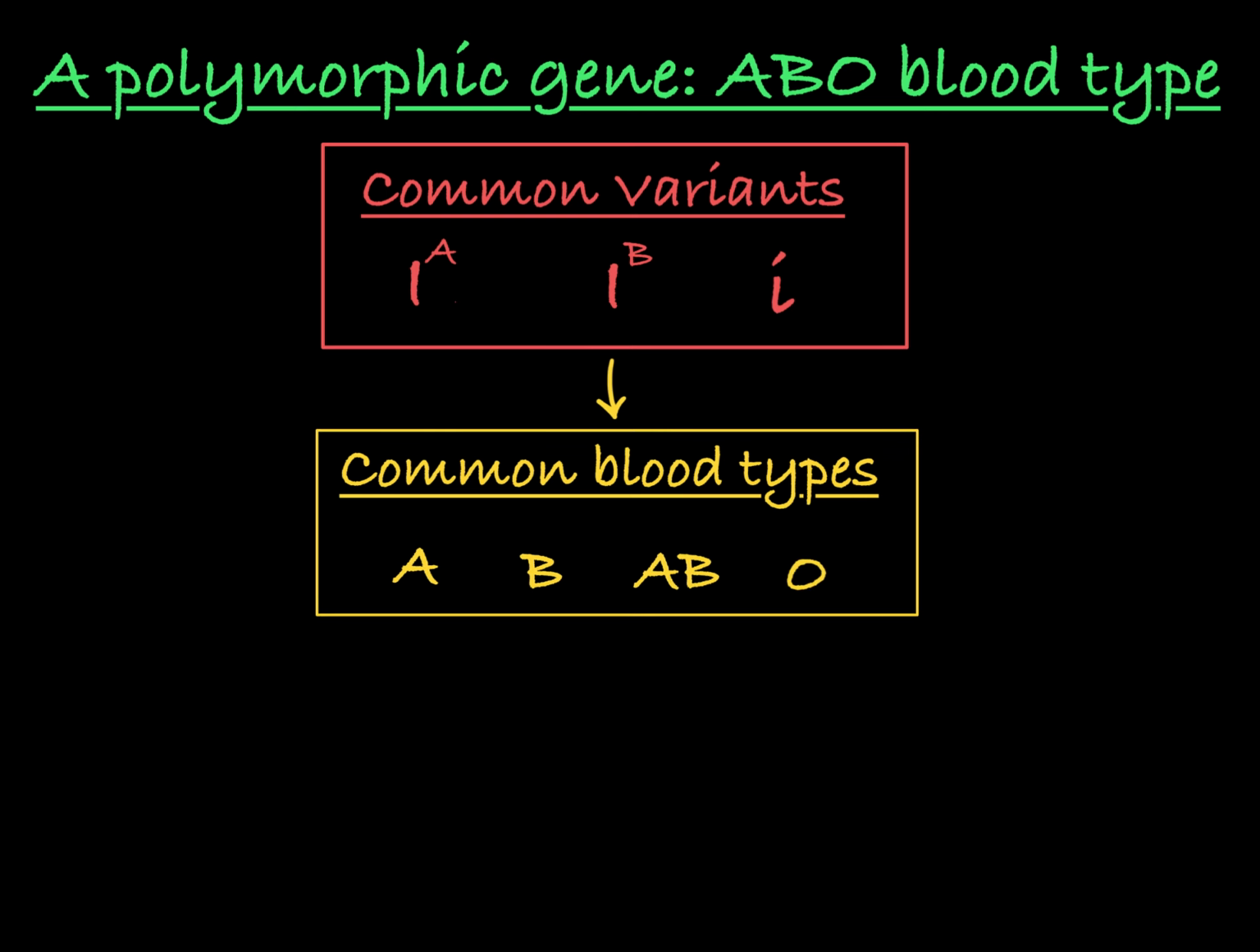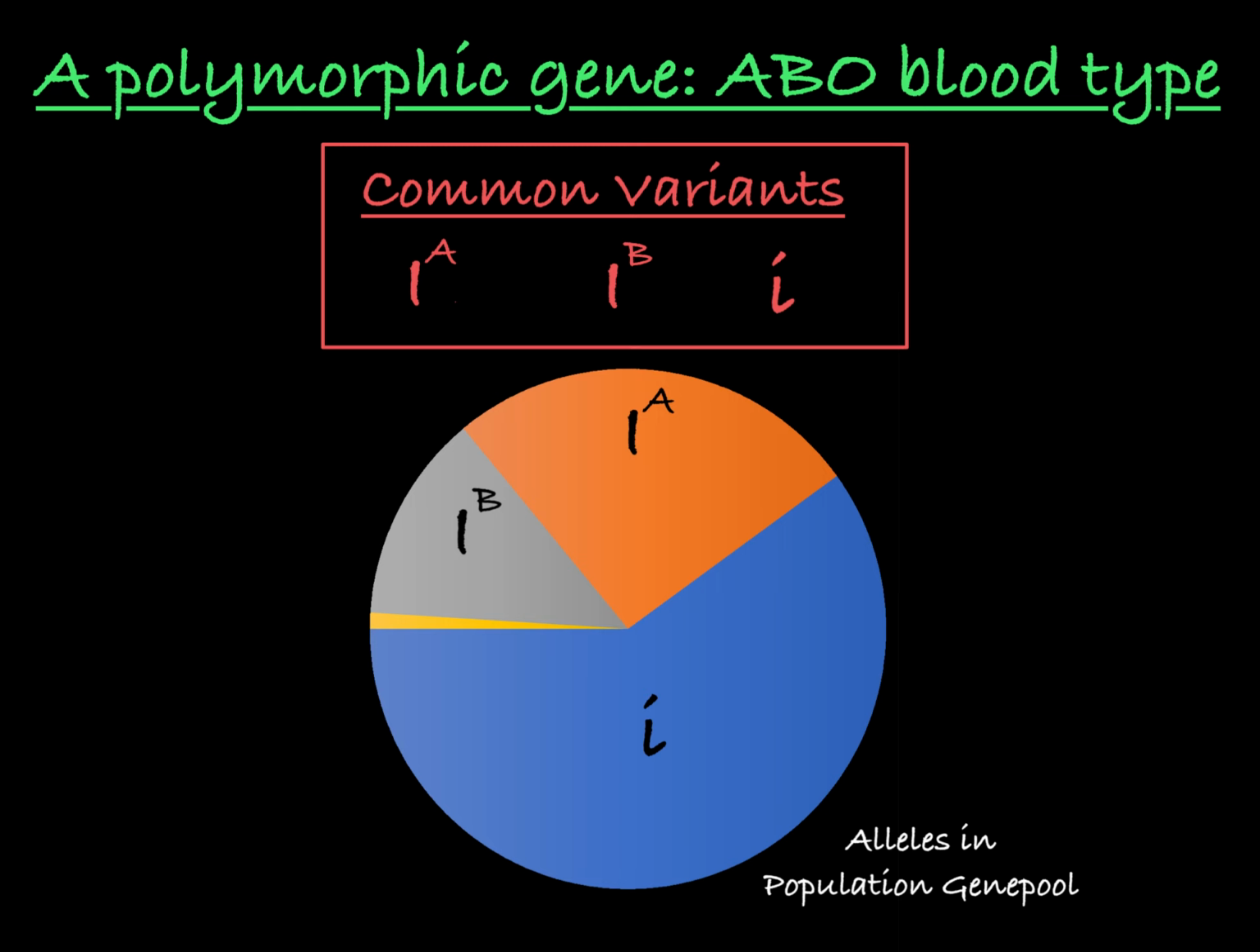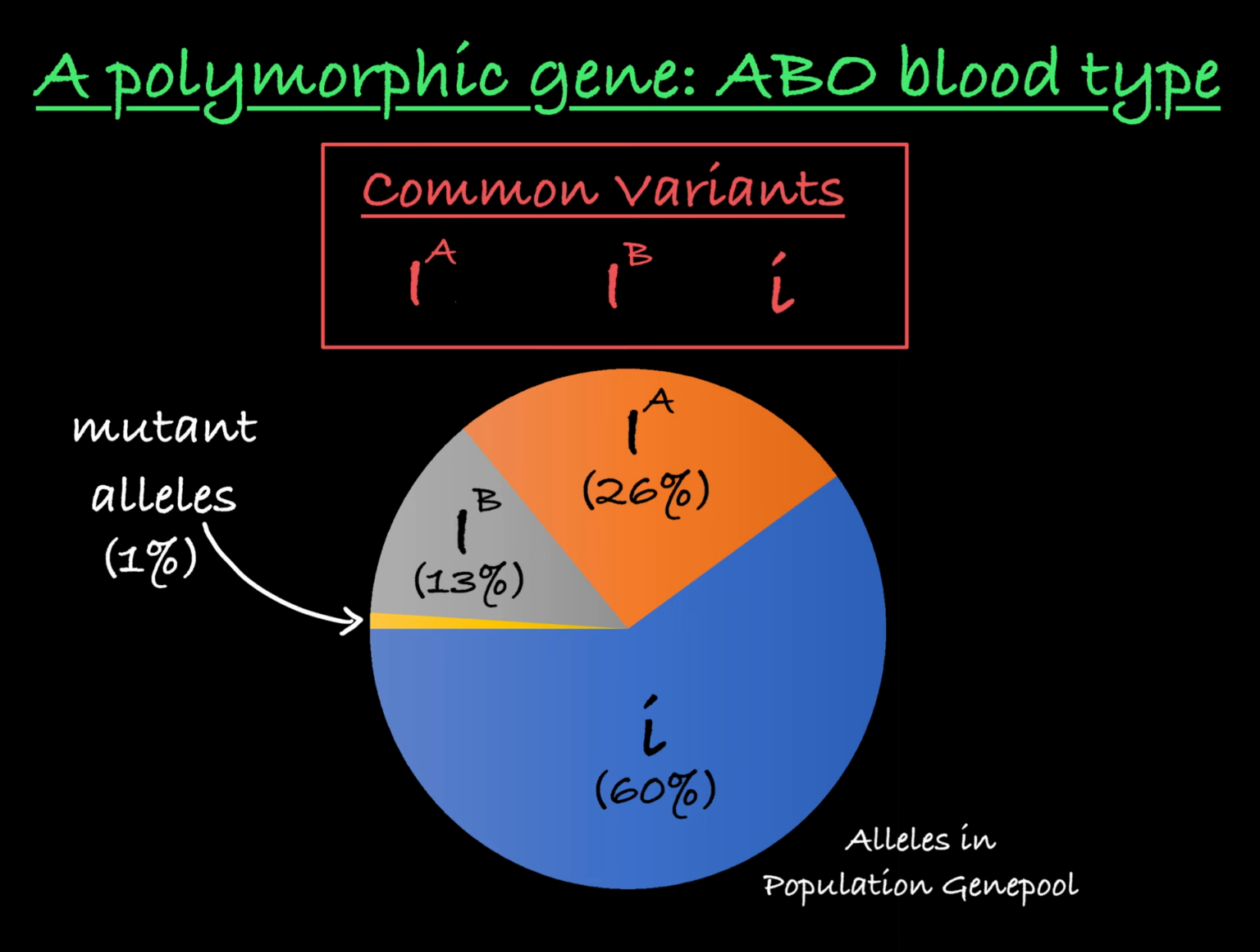In one study of a large Jordanian population in 2007, scientists found that the recessive allele had a frequency in the population of about 60%, and the IA allele had a frequency of about 26%, and the IB allele had a frequency of about 13%. There are many less common mutant alleles for this gene as well, but these three alleles are all common variants. Because there are three common variants for this gene, the ABO gene is considered polymorphic.